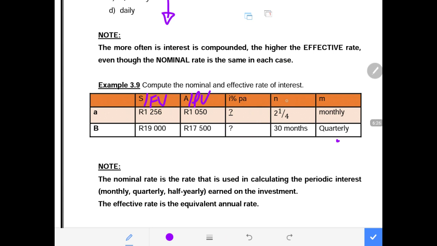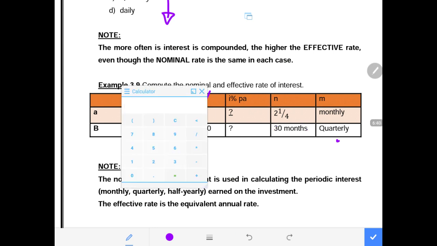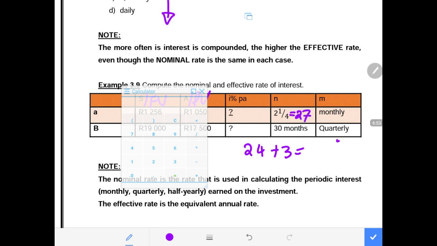Our n, being the number of years, in this case is 2 years and 1 quarter, which is 1/4, and n in the second scenario is 30 months. I want to convert both to months. 2 years we know is 24 months, plus a quarter, because a quarter is made of 3 months, therefore this 2 years and something is 27 months in other words. And I want to convert the 30 months, divided by 12, into years. Therefore the 30 months is 2.5 years.